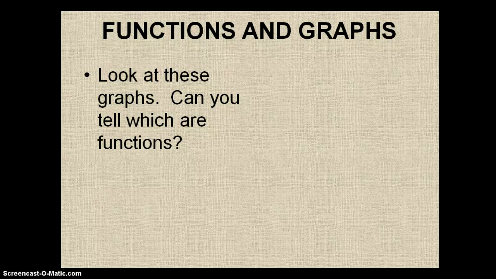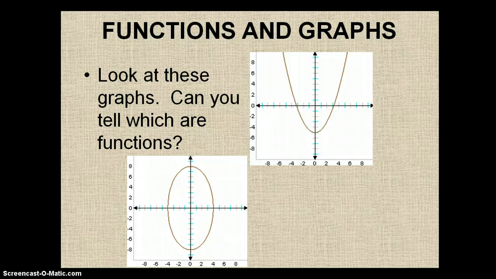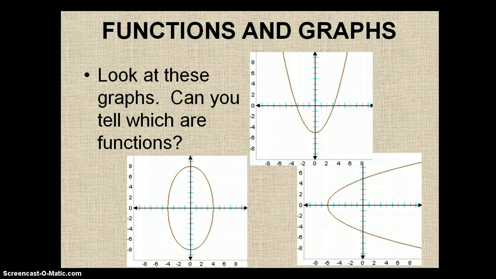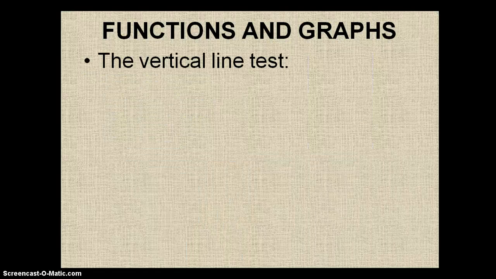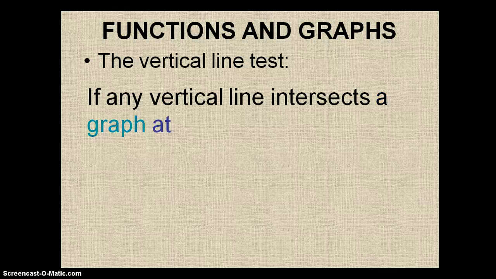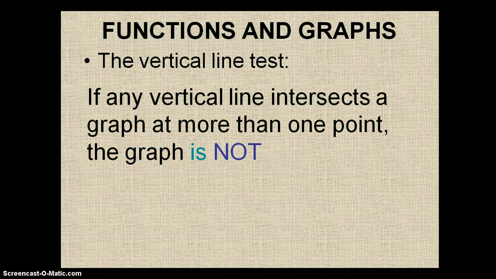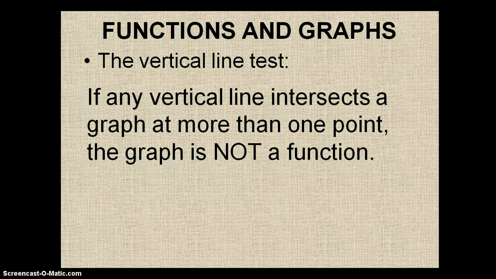Consider the graphs on this page. Are these three graphs functions? An easy way to determine whether or not they are functions is to use what we call a vertical line test. If you have any vertical line that intersects a graph at more than one point, then the graph is not a function. So any vertical line intersects a graph at more than one point, the graph is not a function.